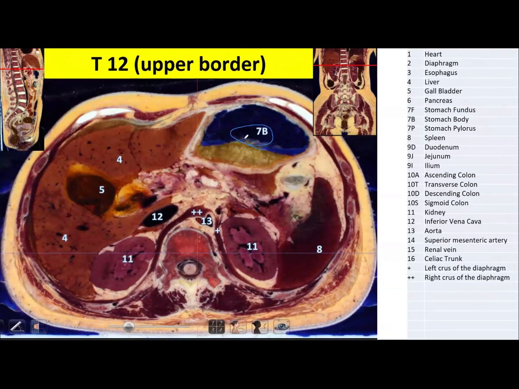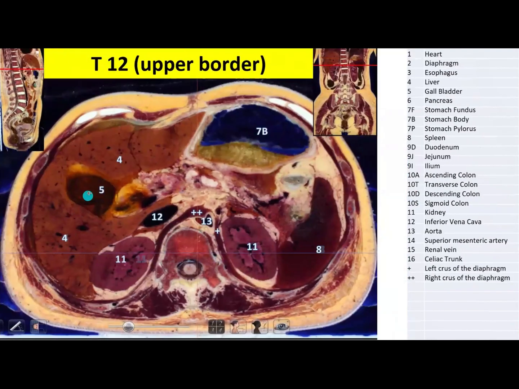First off, we have the stomach body. Then we have the spleen. We have the two kidneys. We have the aorta. And these are the diaphragm crosses, the left and right diaphragm crosses. We have the IVC. We have the kidney. And this structure appeared. This is the gallbladder. Okay? So you see kidneys, you see gallbladder, you enter T12.